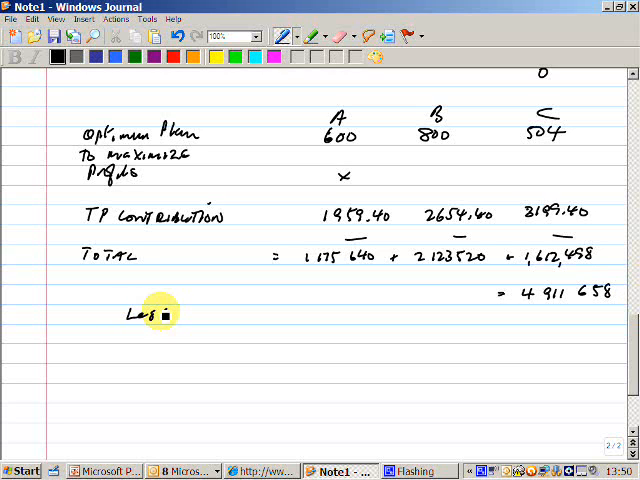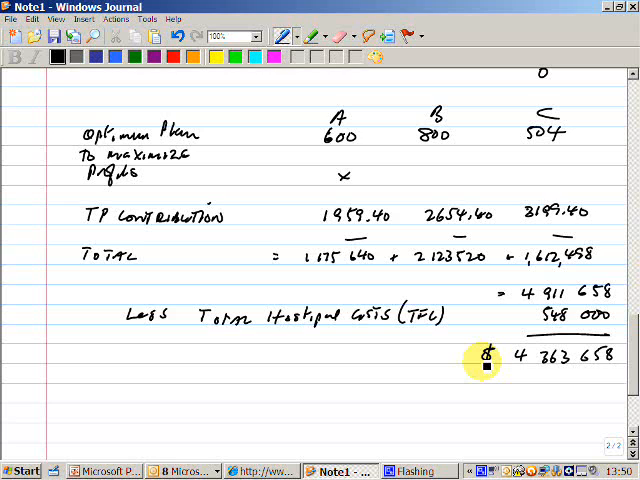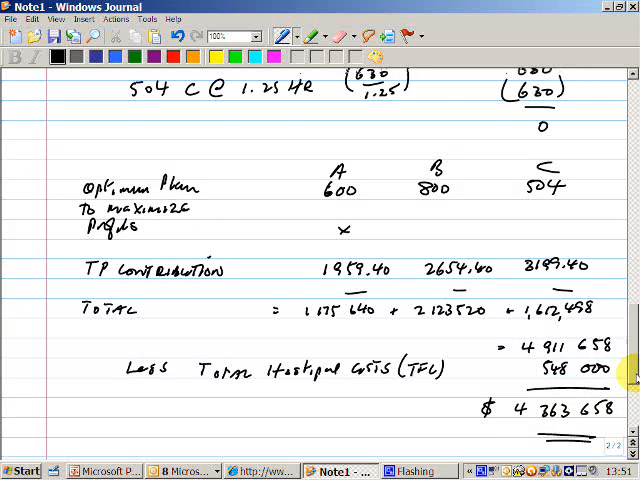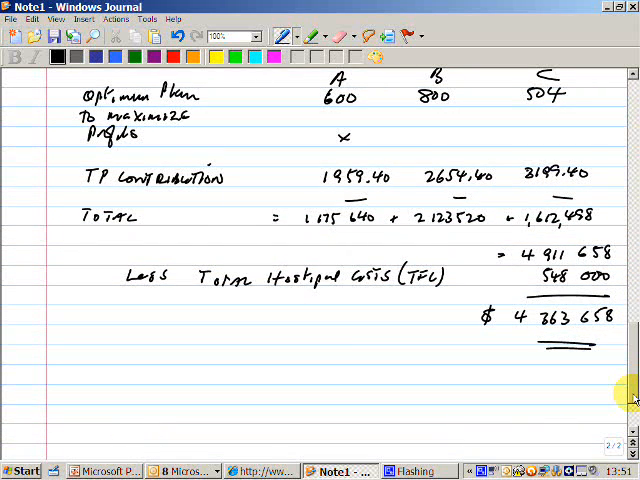less our total hospital costs. So that's our TFC. Excuse me, I'm just putting it in there. So that's the usual terminology that's used. We calculated that before, 448,000, which gives us a profit of 4,363,658. So that's the profit. Okay, so there's the optimum plan and the total profit.